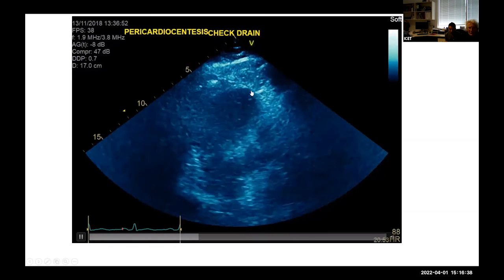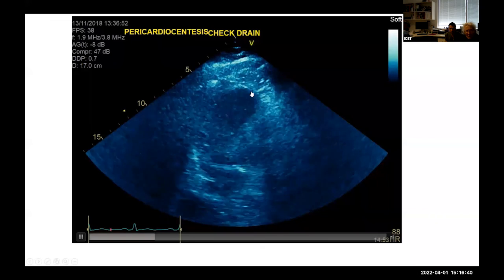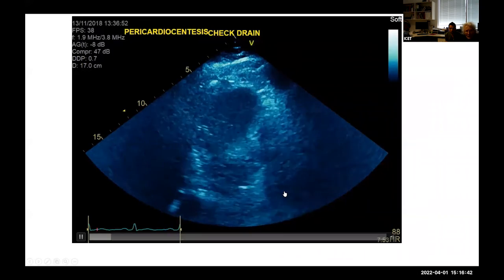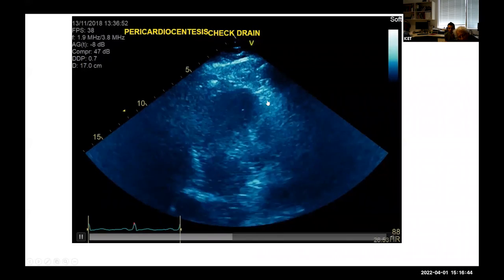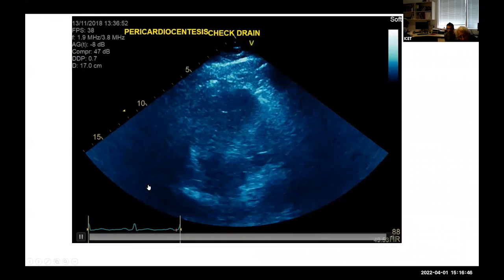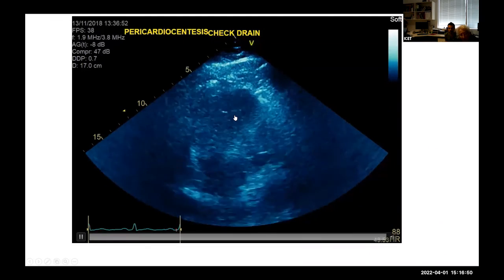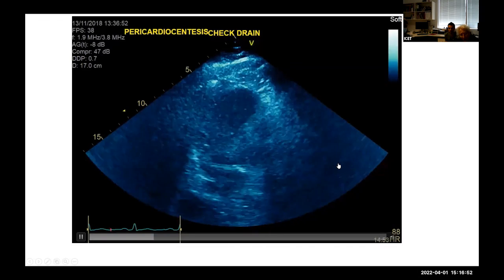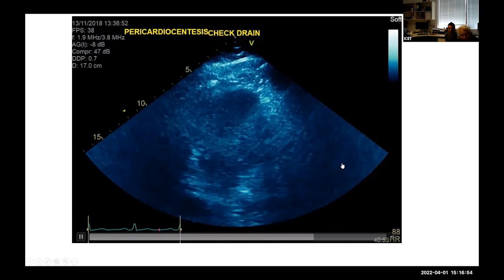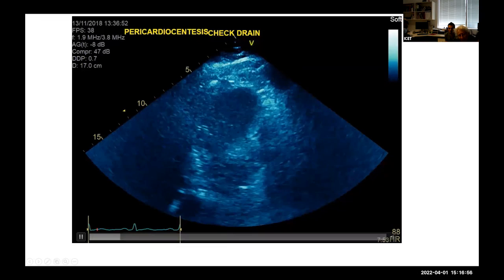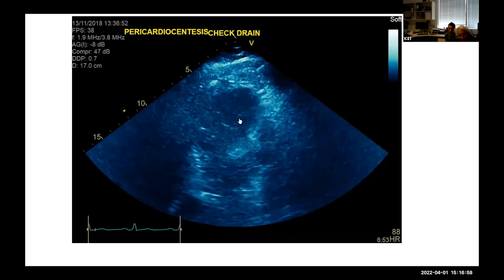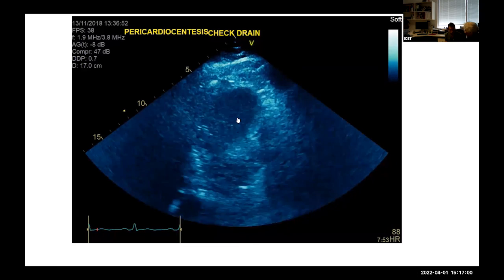Oh, we are injecting from the drain. So it's coming. I don't know. You can see the bubbles there. Where is that? Is it in the heart or is it outside the heart? Right ventricle. Yeah, it looks like right ventricle to me.